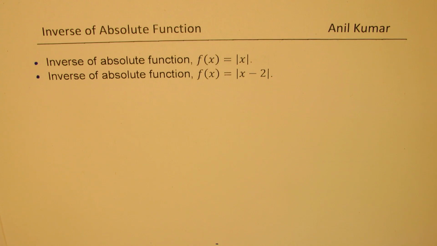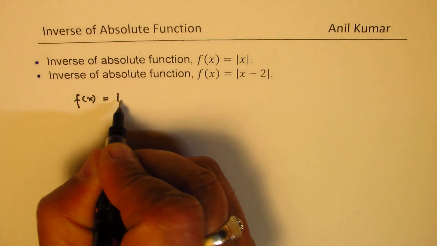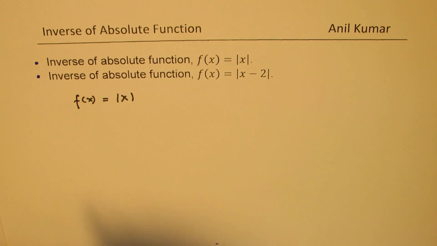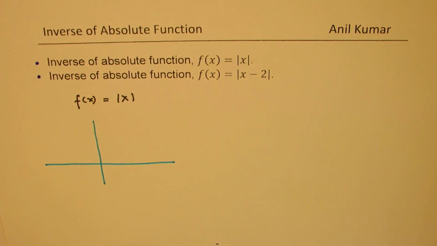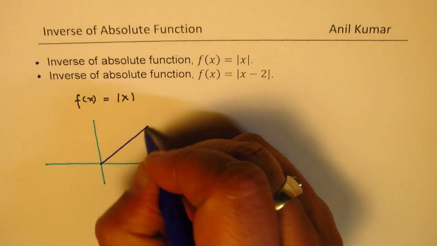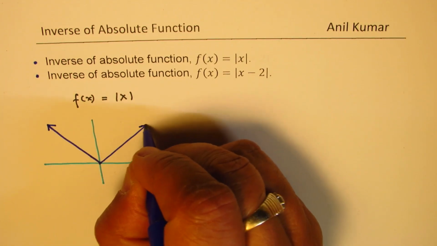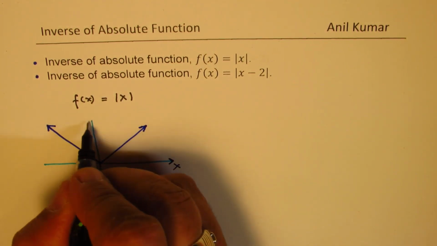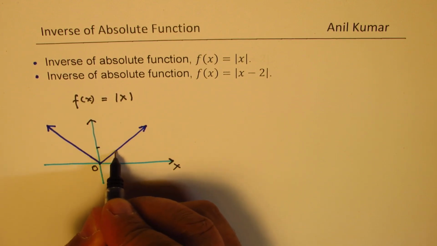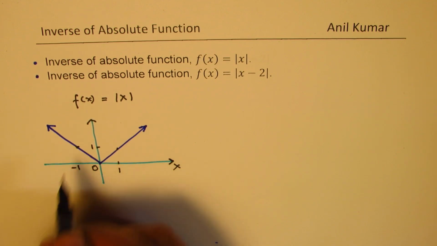Now let us first sketch the function. So we'll begin with part A, which is the function f of x equals absolute value of x. If you sketch this function, what do you get? You get something like this, right? I'm going to use rough sketches to illustrate. So this is your absolute function. At 1 the value is 1, and at -1 also it is 1.